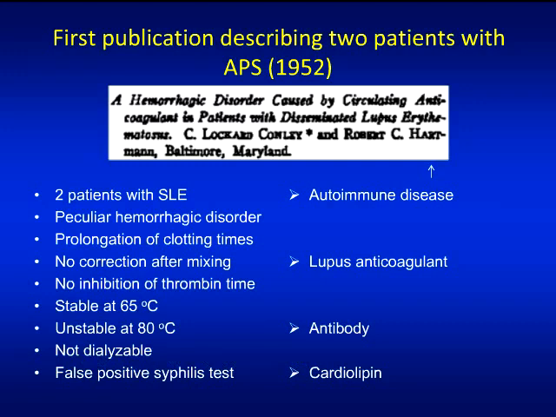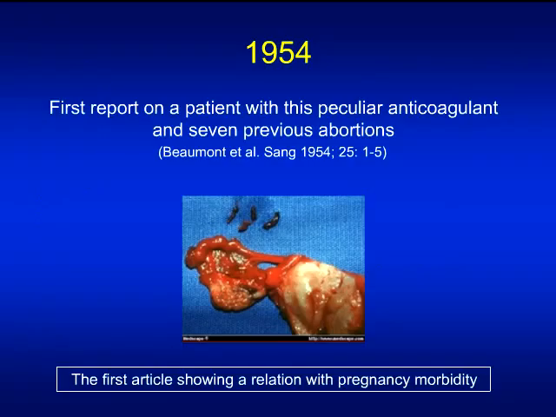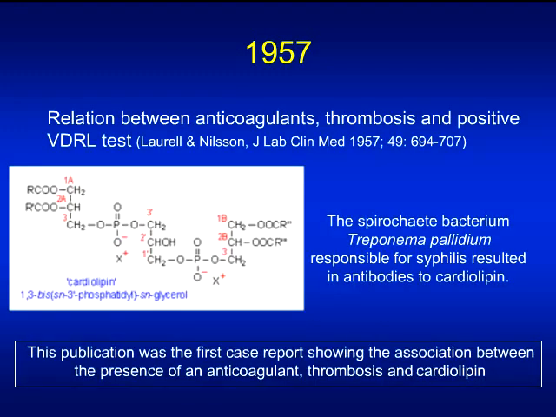This was an observation that was not understood, but the first indication that this inhibitor in plasma had clinical consequences came from a French group who published a report on a patient with this peculiar anticoagulant and 7 previous abortions. And this was the first article showing that the presence of this peculiar inhibitor coincides with pregnancy morbidity. That was before the first publication on the relation of these antibodies and thrombosis.